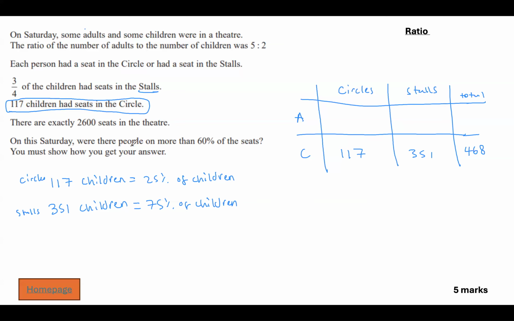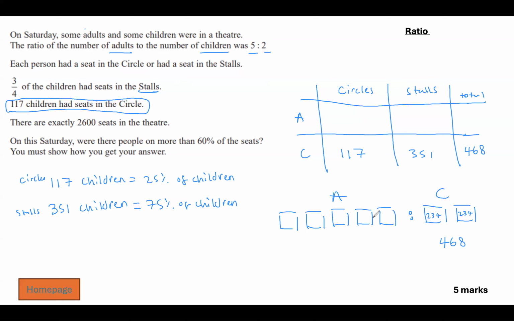On this Saturday, were there people on more than 60% of the seats? Well, since we know the ratio of the number of adults to the number of children is 5 to 2, we need to work out the number of adults. So similar to the previous example, we've got 1, 2, 3, 4, 5 adults to 2 children. So we've got adults, we've got children. Now we know the total amount of children is 468. So 468 divided by 2 gives us 234.